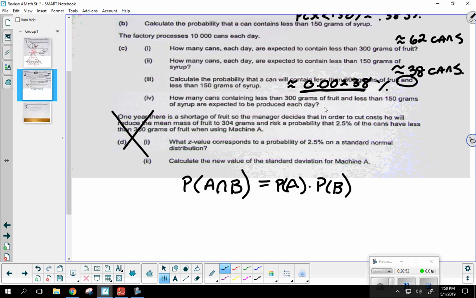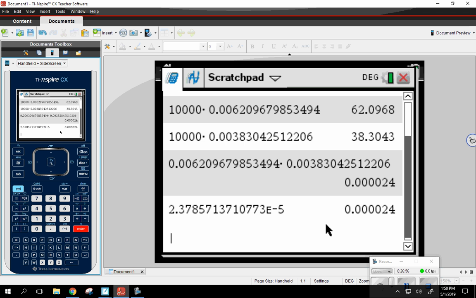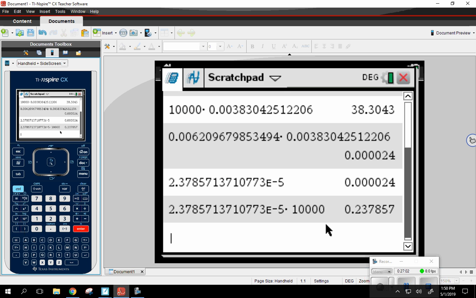Yep, that percent I just found. So let me go ahead and get past that. I'm just going to go ahead and take that one and say times 10,000. So it says 0.237.